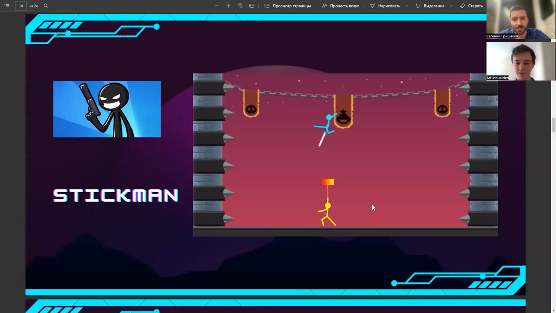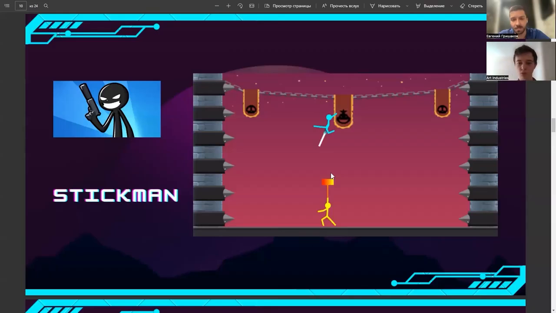Here, for example, is the game Stickman Supreme Duelist. It has 100 million downloads, so it's a lot, but it means from 100 million to 500 million. We don't know how much is there exactly, given that it's had 100 million for a very long time. It could be 200.